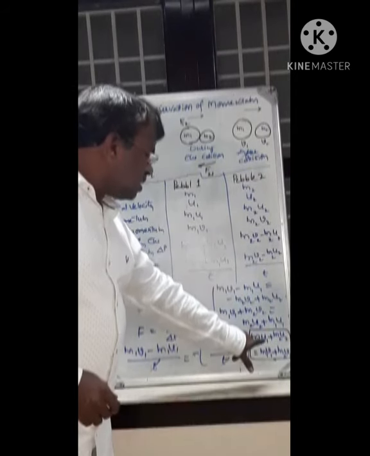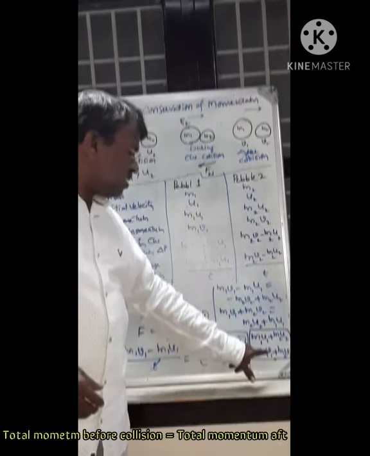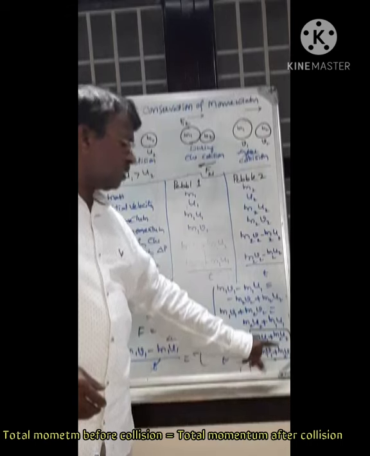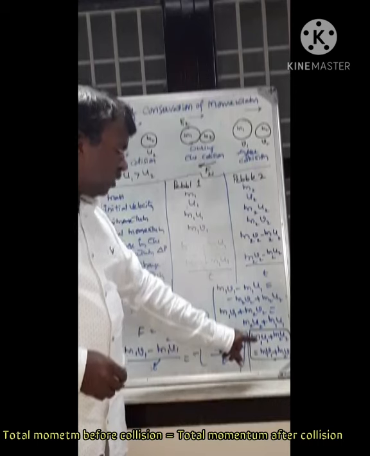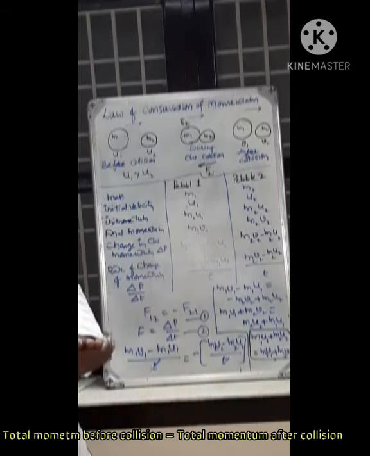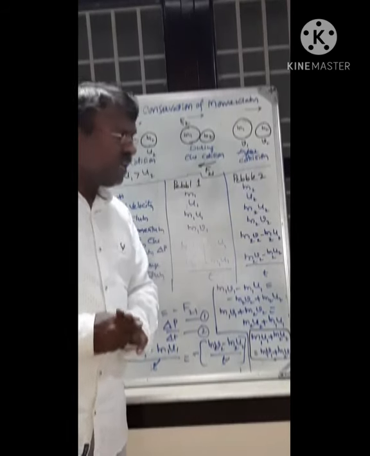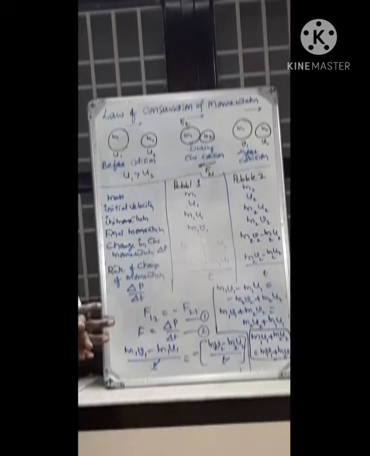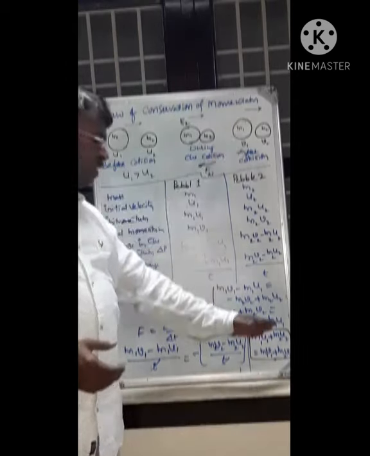This is the sum of the momentum before collision. This is the sum of the momentum after collision. So it is clear that before collision and after collision, the momentum is stable. It is unchanged. In other terms, we can say that in a collision of objects, the momentum remains unchanged. The momentum is conserved. So this is the law of conservation of momentum.